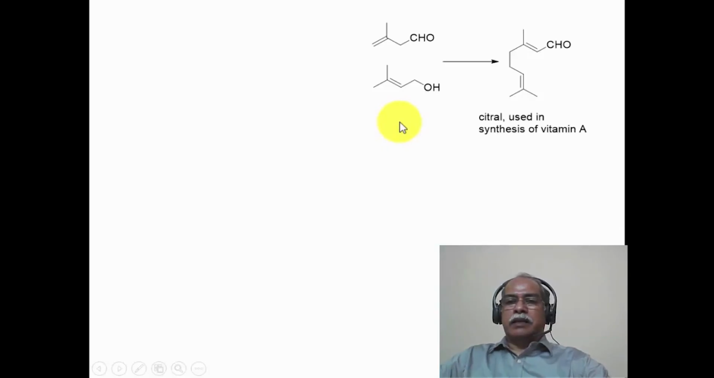Now here is an interesting reaction. These two molecules are heated together in the presence of an acid, and it produces citral. Citral is an industrially very useful compound. This is used in the fragrance industry. It is also used as a starting point for the synthesis of vitamin A. In fact, BASF manufactures citral using these two compounds as starting material.